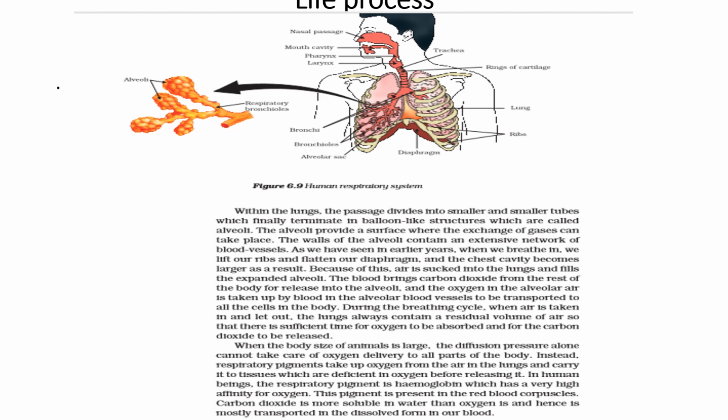Within the lungs, the passage divides into smaller and smaller tubes, which finally terminate in balloon-like structures, or you can say bag-like structures, which are called alveoli. Alveoli are very important, as they provide a surface area where the exchange of gases can take place. The walls of the alveoli contain an extensive network of blood vessels.